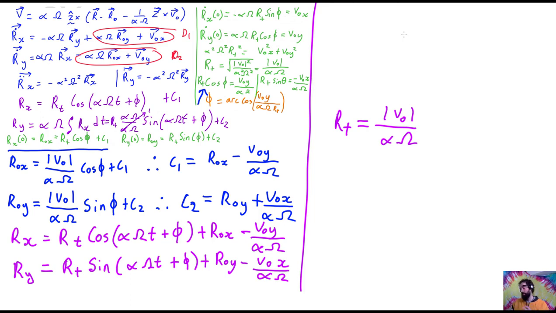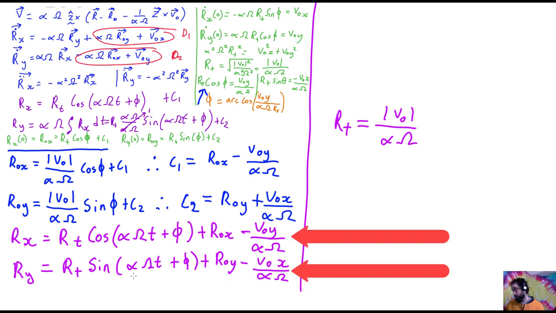So the argument I'm going to make for this is that if we have a look at our RT cos theta, RT sine theta terms, this is clearly the component that refers to just moving around and around cyclically, so around a center. So the remaining parts, the R0x and the minus V0y over alpha omega and the y component equivalents, they actually give us the center of the circle.